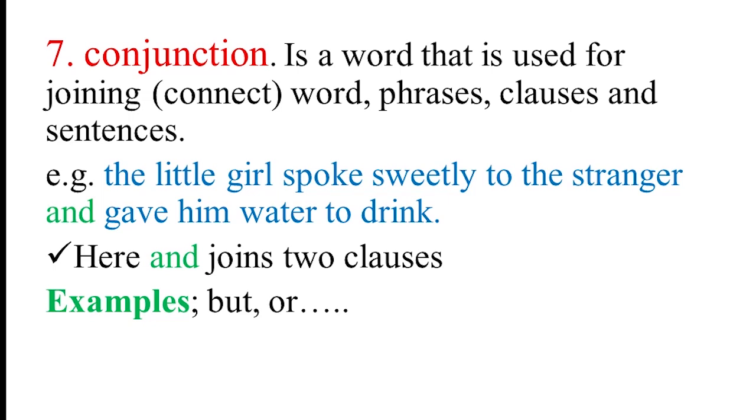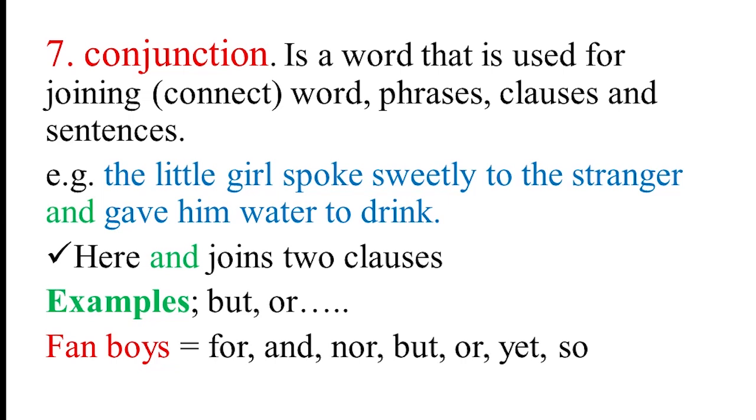Other examples like but, or, and so on are conjunctions. Actually, we call them FANBOYS. F stands for for, A stands for and, N stands for nor, B for but, O for or, Y for yet, and S for so. Those are conjunction words. You can call them FANBOYS.